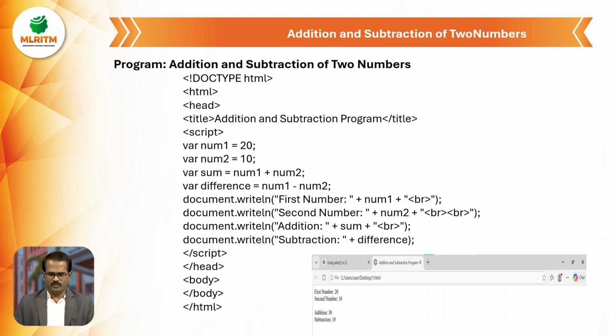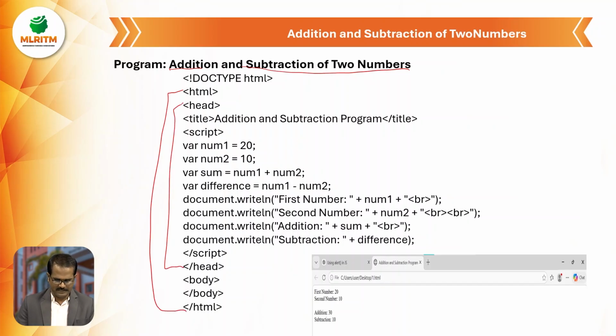Next, I'm going to explain one small example program, addition and subtraction of two numbers. Same here, we need to open the HTML header part. Here I mentioned body, but I didn't include any body section. Here I am not writing anything, so that's why it is empty. In the header part only, I am going to write the script. The script is included inside the header.